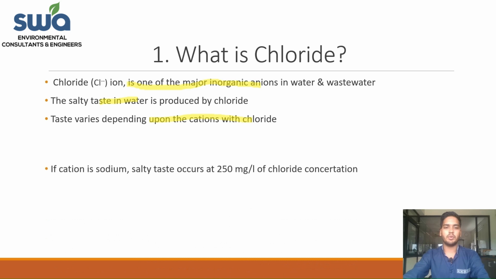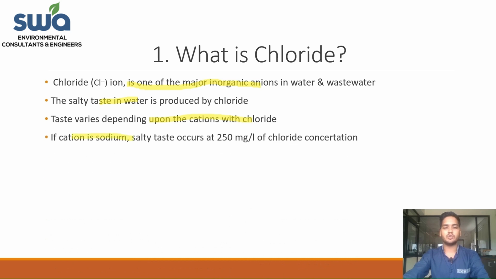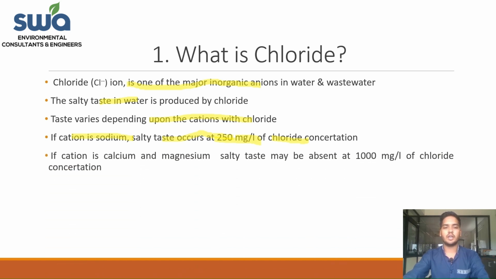So we will see the example. If the cation is sodium, if it is NaCl, then the salty taste can be identified at as low as 250 milligram per liter of chloride concentration. But if the cation is calcium or magnesium, the salty taste may be absent till 1000 milligram per liter of chloride concentration. So this is the difference due to the cations.